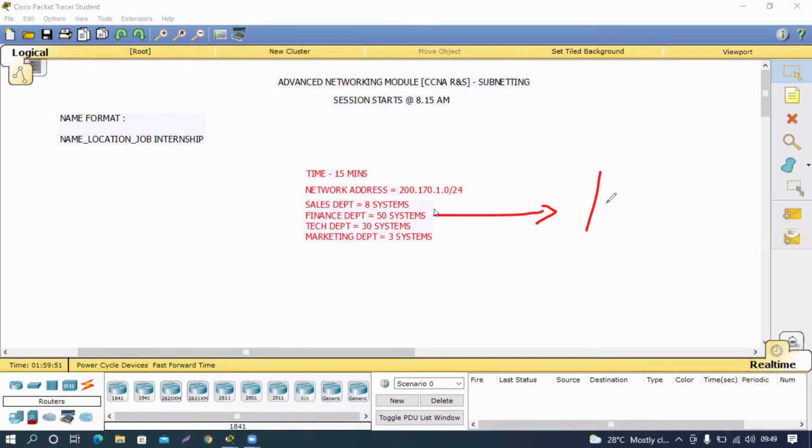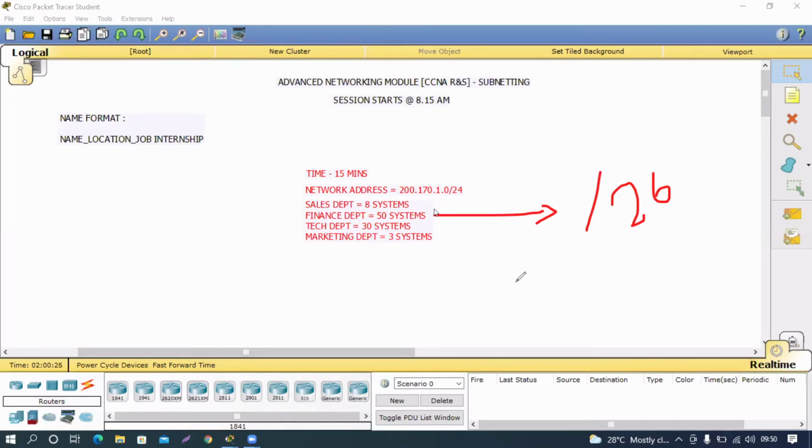2 raised to power 6, so slash 26 you are taking. Yes, sir. So what exactly is the network address? The network address you provided is 200.170.1.0 slash 26. The first valid host address is 200.170.1.1 slash 26.